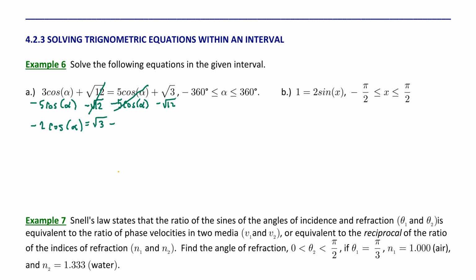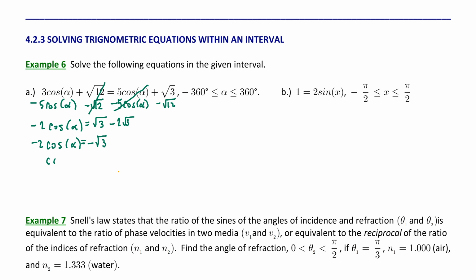Now, think about 12 as 4 times 3. Then the square root of 12 would be the square root of 4 times the square root of 3, or 2 square root of 3. So we can simplify the right side by combining like radicals. We have negative 2 cosine of alpha equals negative square root of 3. 1 square root of 3 minus 2 square root of 3 gives us negative 1 square root of 3.